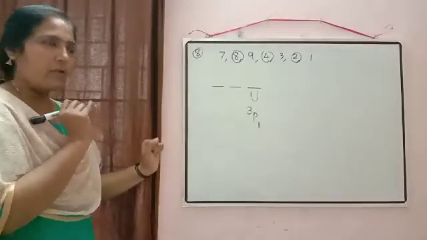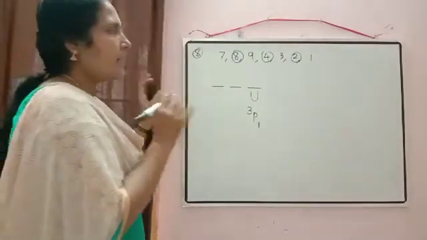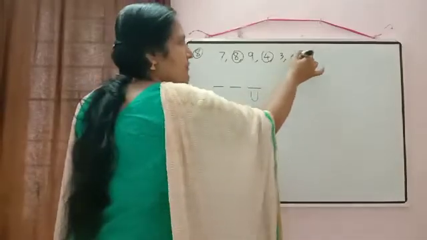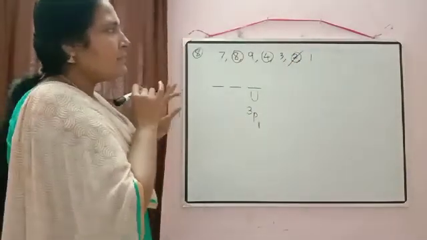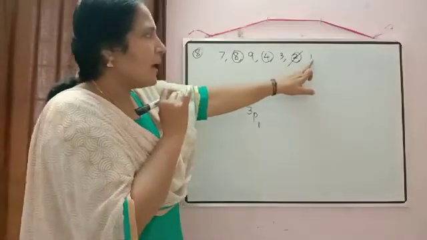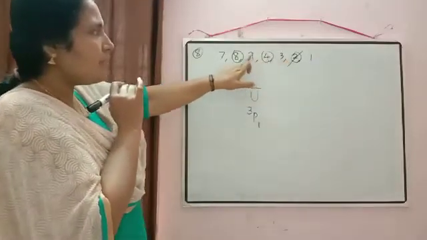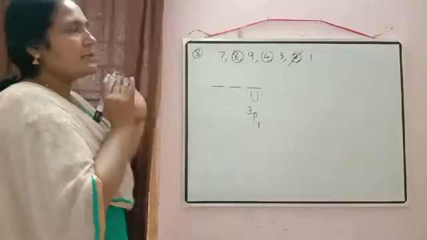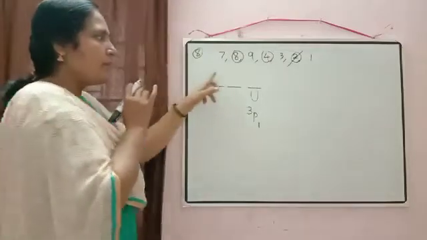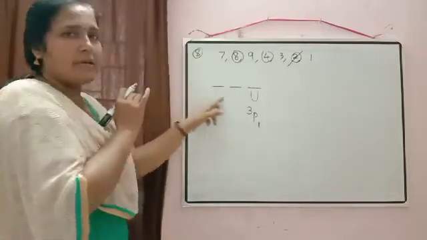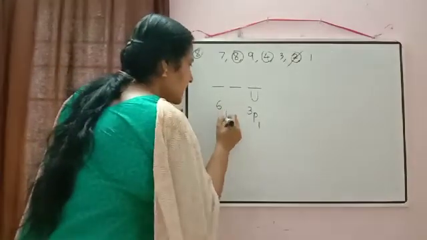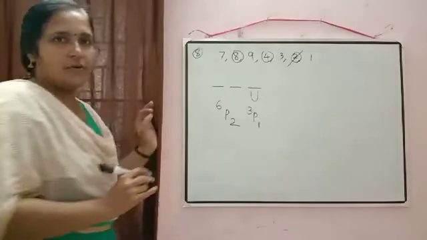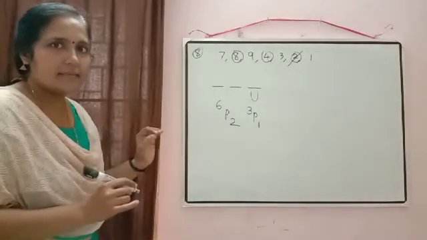Okay, 3p1 ways. So when we filled this place, it means we used 1 number. So suppose we used the number 2 there. Now how many numbers are available with us? 1, 2, 3, 4, 5, 6 numbers are available with us. And how many places do we have to fill? We have to fill 2 places there. So that will be equal to 6p2. Clear? The concept is getting clear?